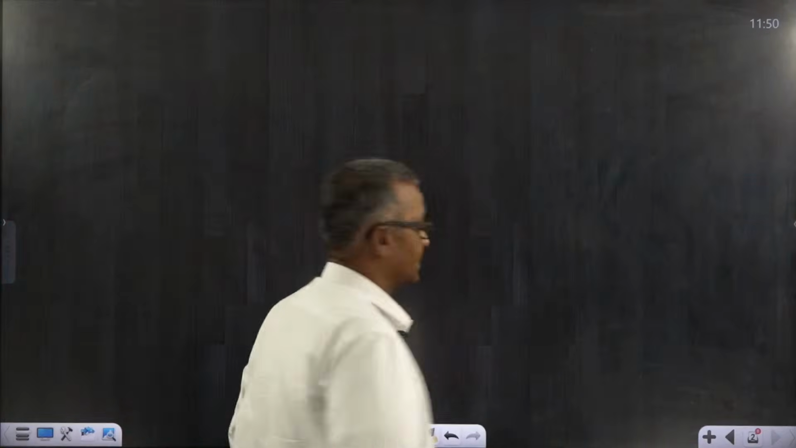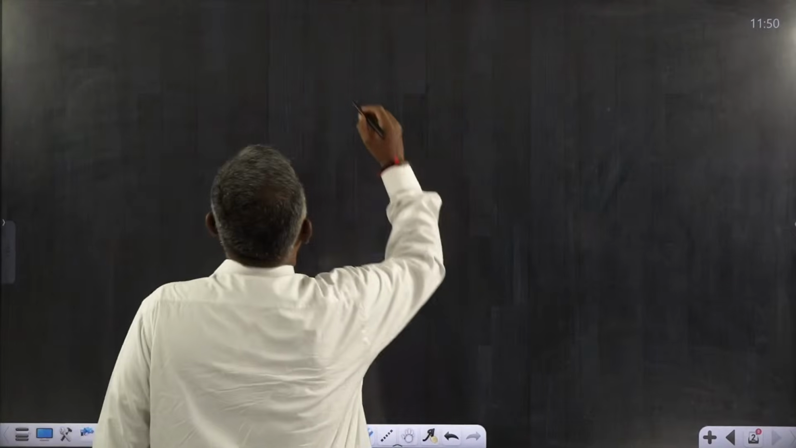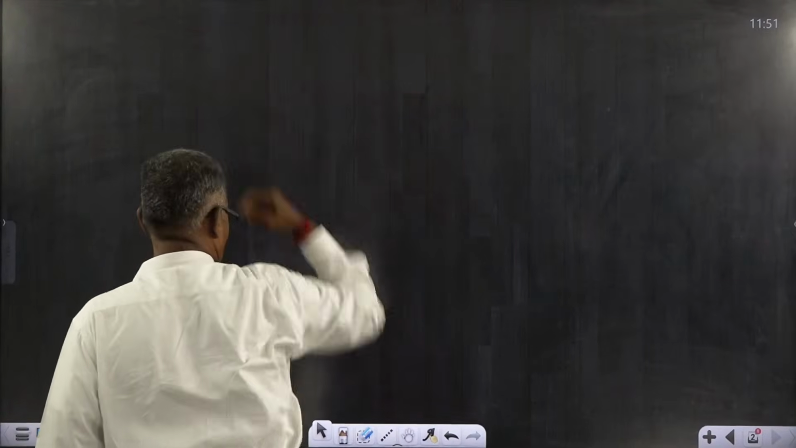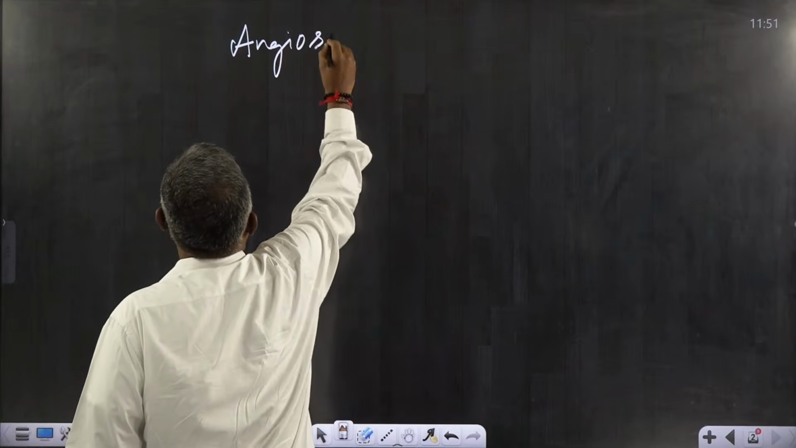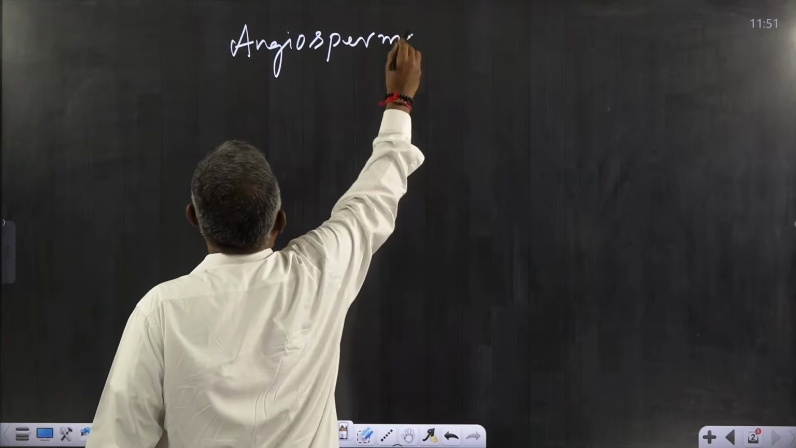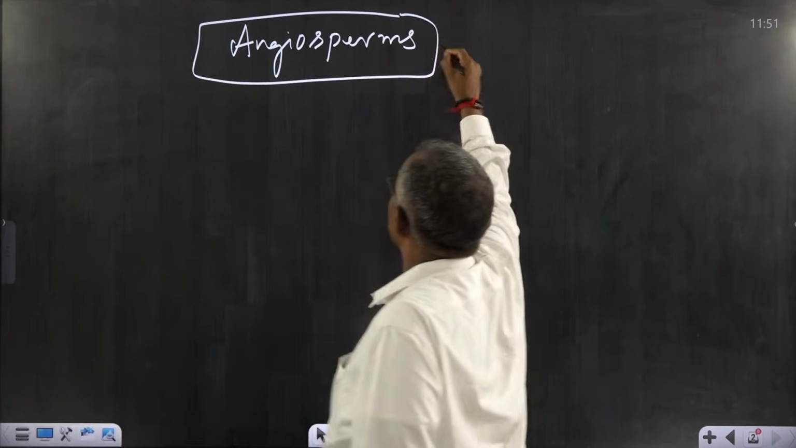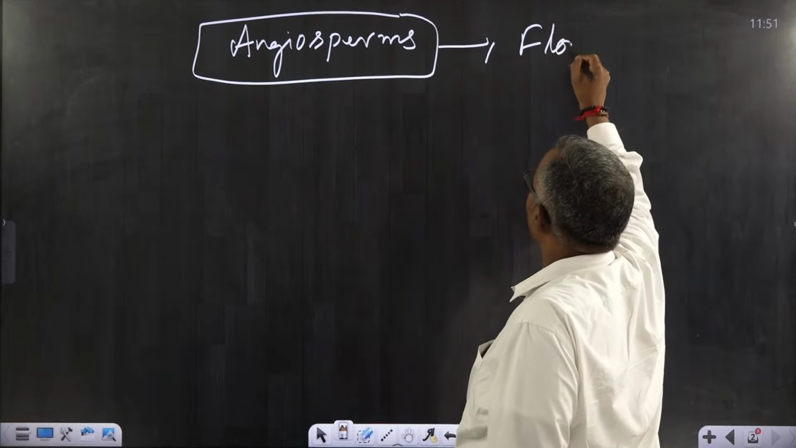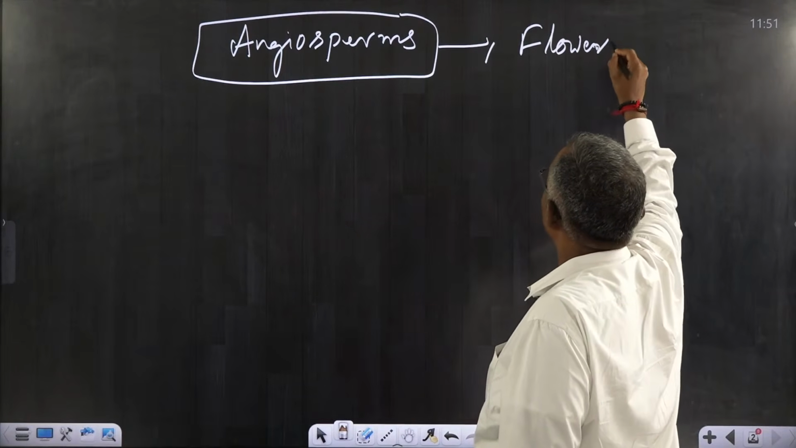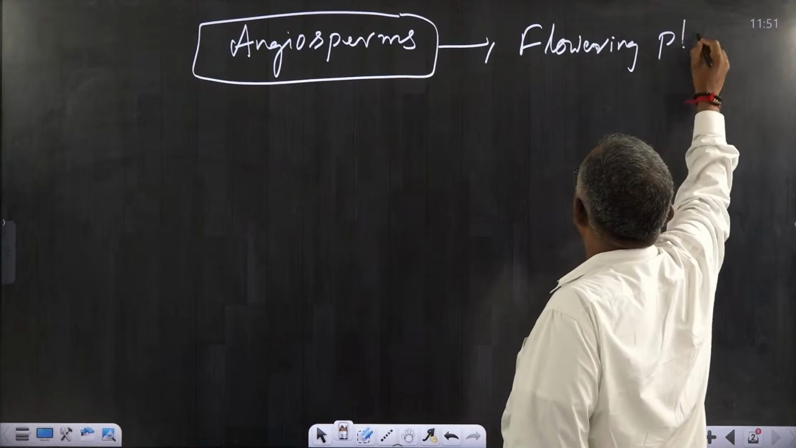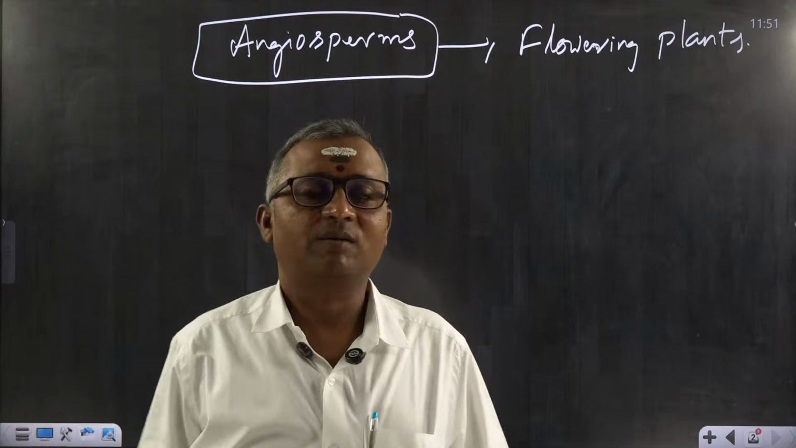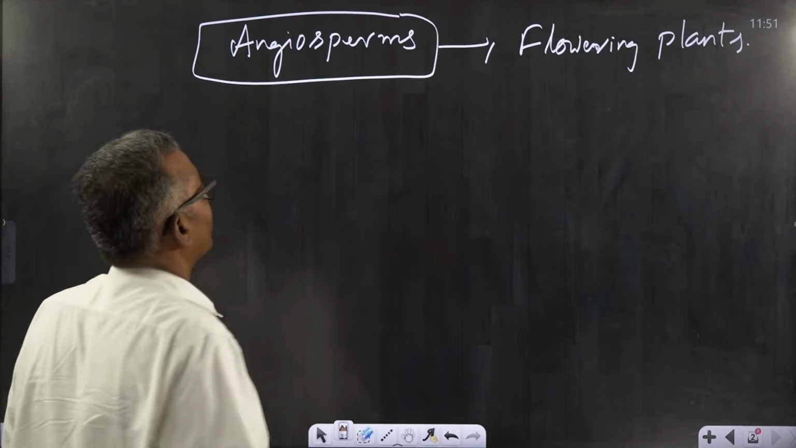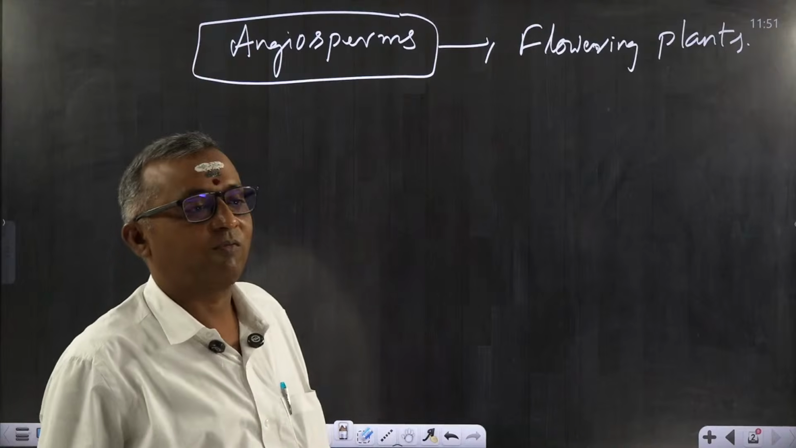As we discussed, we are now going with morphology of flowering plants. Here flowering plants are nothing but angiosperms. So we are discussing morphology of flowering plants. Let us see what is morphology.